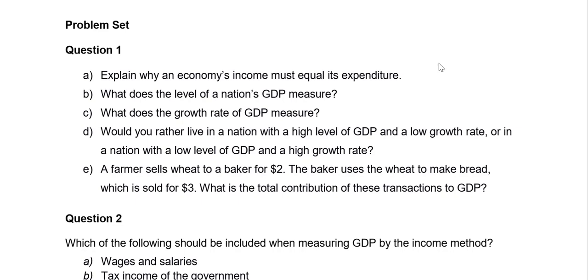Right, so question number 1. It says, explain why an economy's income must equal its expenditure. Now, if you remember from the lecture, an economy's national income must equal its expenditure, because for every economic transaction there is a buyer and a seller. The buyer will have an expenditure, while the seller will have an income from that transaction.